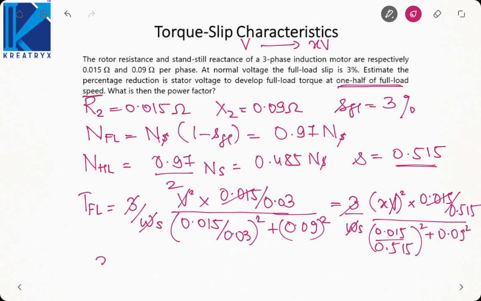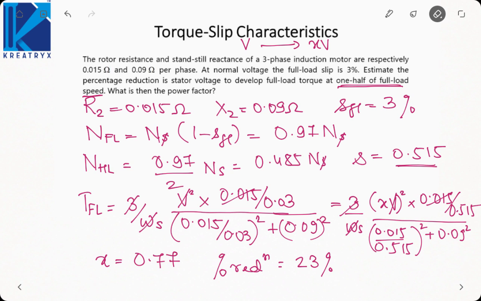From here we can calculate X, it comes out to be 0.77, which means the voltage becomes 77% or percentage reduction is 23%. Which means if you reduce the voltage by 23%, you will get the same torque as the full load torque but at half the speed.